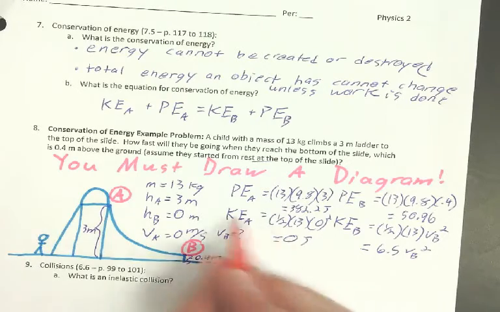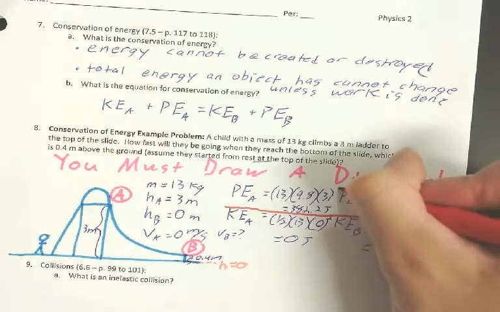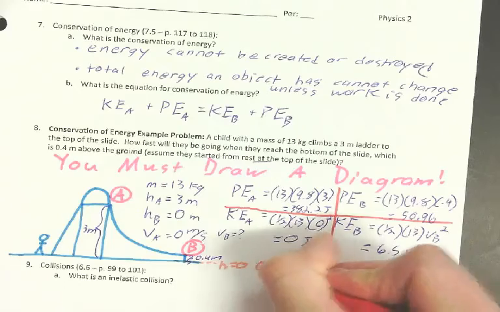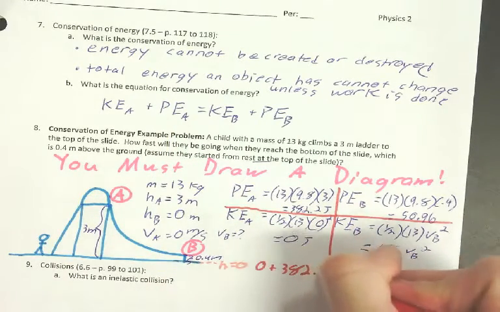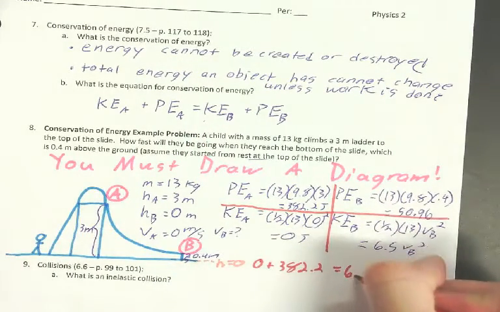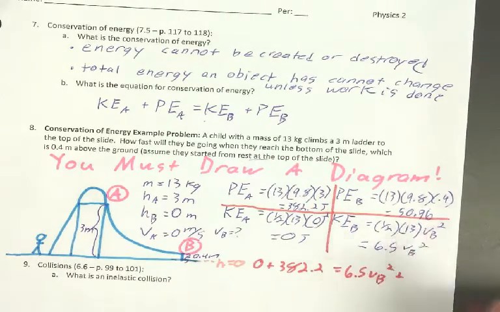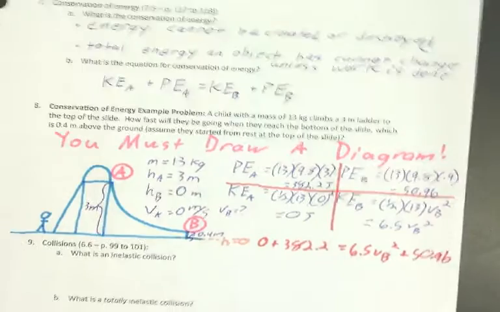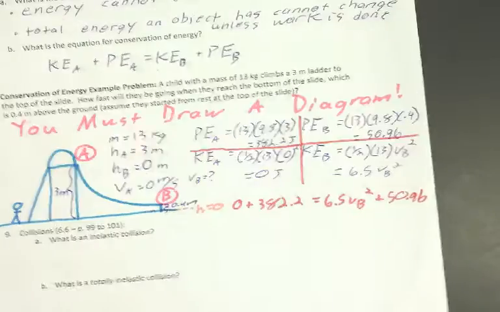KE at A is 0. Let's break these up so I don't get them confused. KE at A is 0, plus the PE at A, 382.2, equals the KE at B, which is 6.5 VB squared, plus the PE at B, which is 50.96. And now it's all over but the shouting. So all we got to do is get the numbers by themselves. So I'm going to subtract 50.96 to the other side.